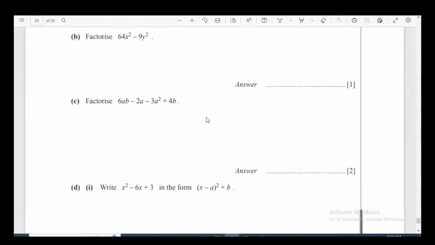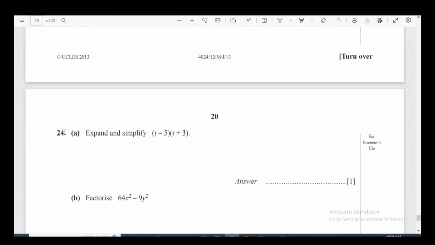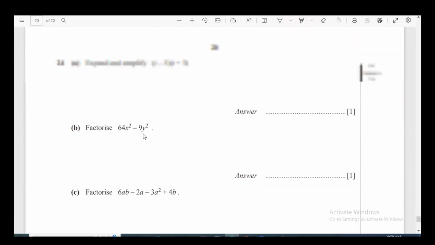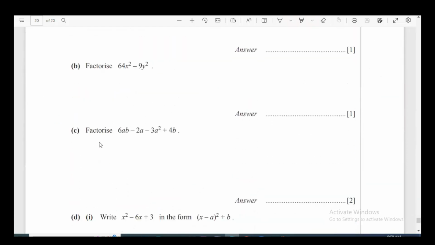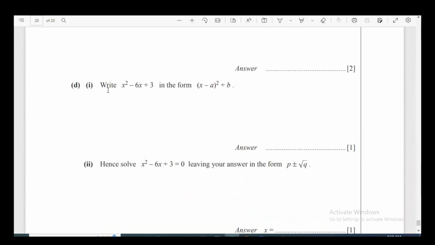So in this question, this is part D part one from question number 24 of 4024, paper one, variant two, May June 2013. In this part D, you have to write x square minus 6x plus 3 in the form of x minus a square plus b.